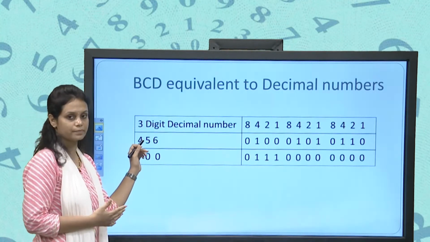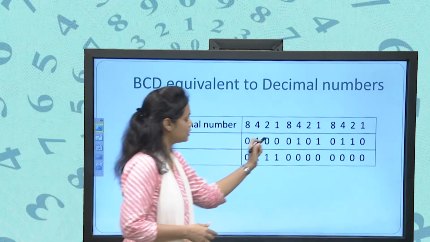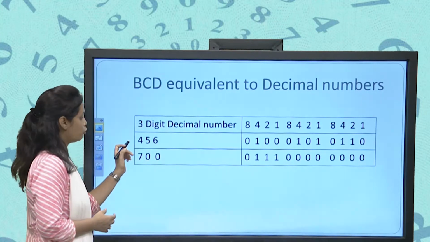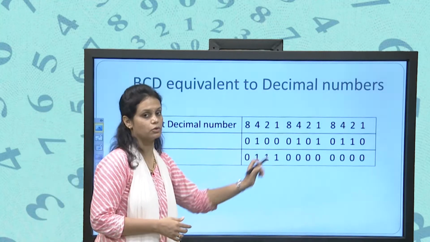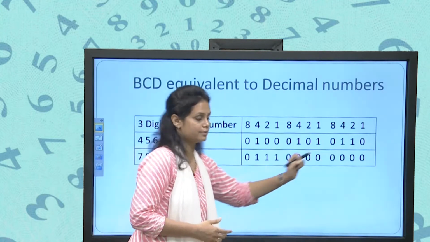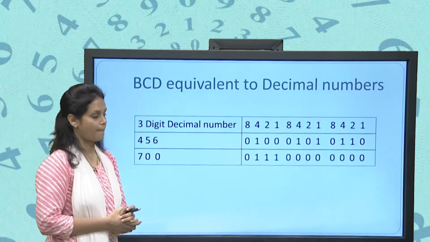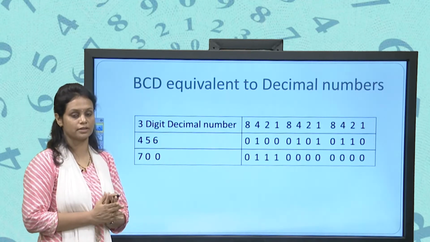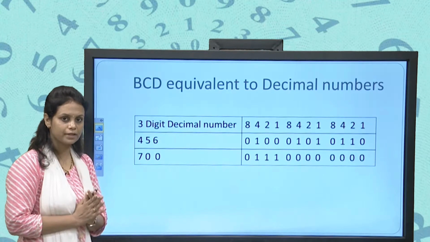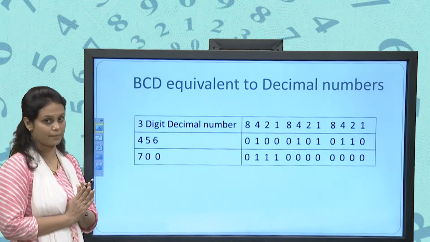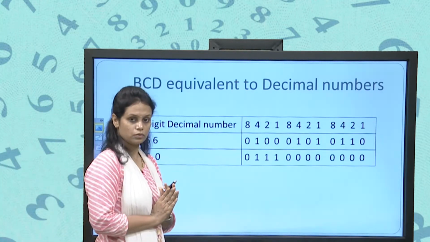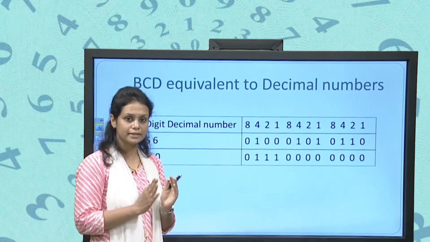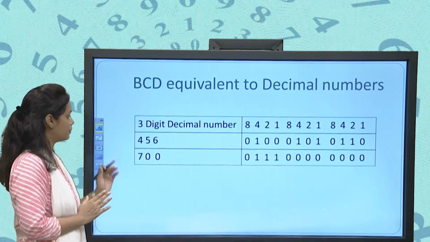Now we want to display the 5 in binary coded decimal. So with 8 4 2 1 weights we will make 4 and 1, 0 1 0 1, and next the 4 will be simply 0 1 0 0. So the whole number is 0 1 0 0, 0 1 0 1 and 0 1 1 0. This is the BCD representation of the decimal number 456.